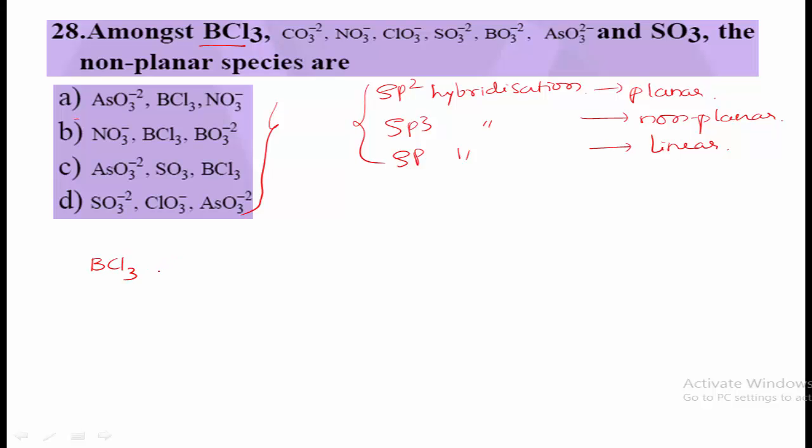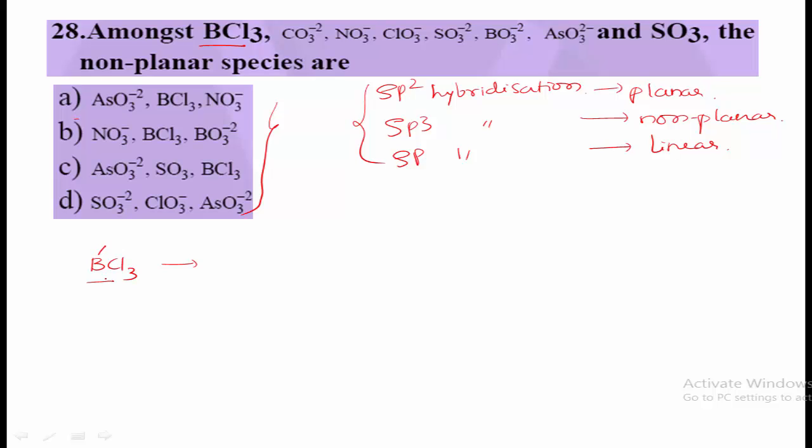Is it planar, non-planar or linear? In order to calculate that, we should know the sp2, sp3 or sp hybridization, and in order to find that hybridization, we should take the number of valence electrons of the atoms which are present in this molecule.